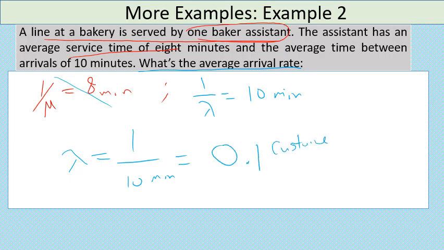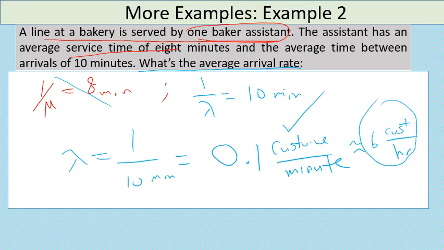customers per minute. We could convert that to 6 customers per hour, if we want to have the answer in hours. Here they didn't specify that they want the answer in minutes or hours, so it doesn't matter which one. So you just calculate it per minute and you leave it at that. You don't calculate it per hour. If the question asks how many arrivals per hour, then you need to convert it to customers per hour.